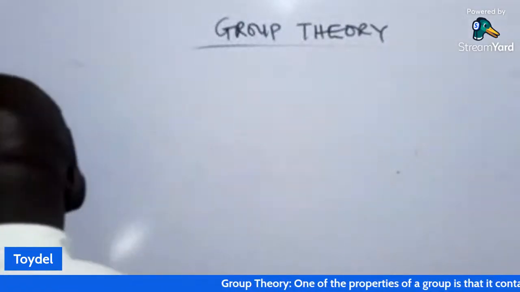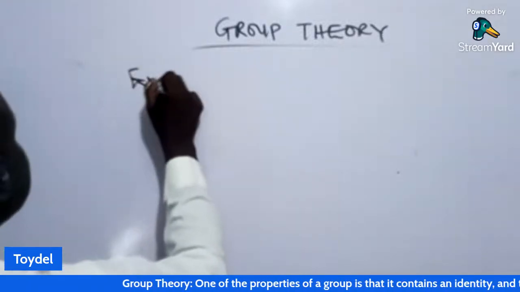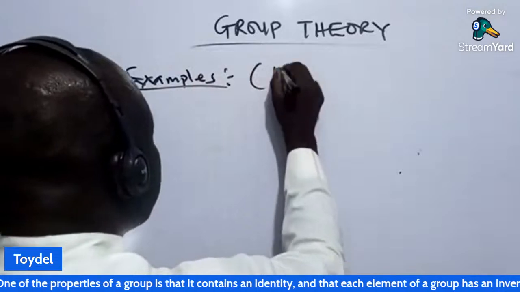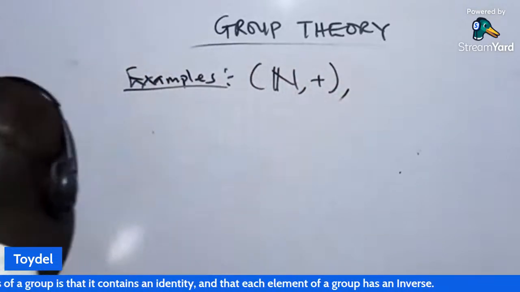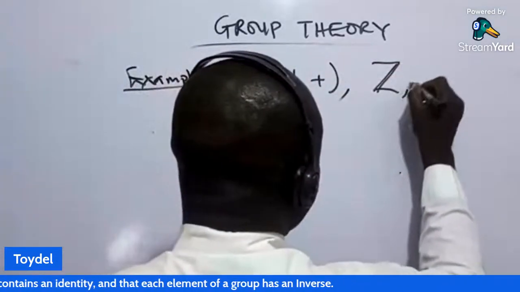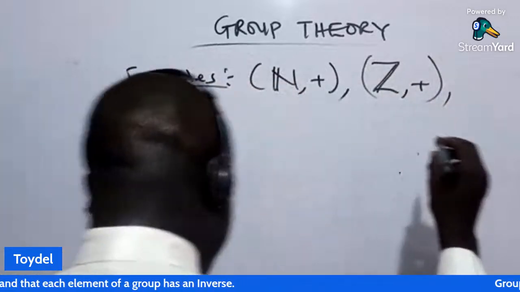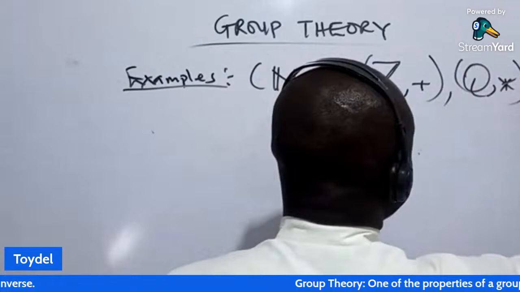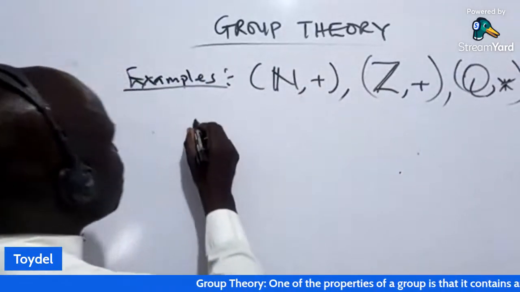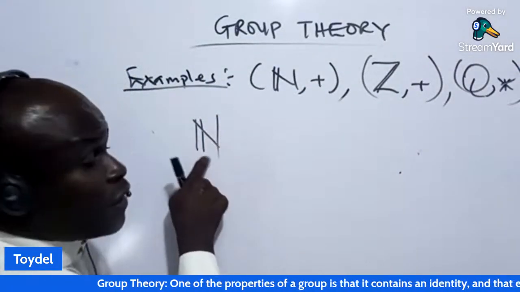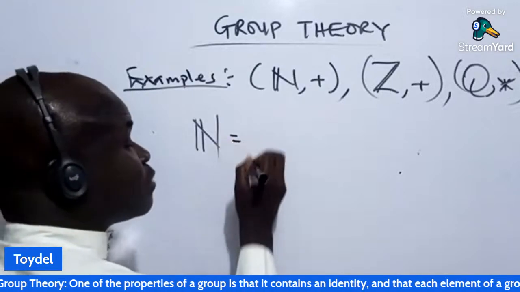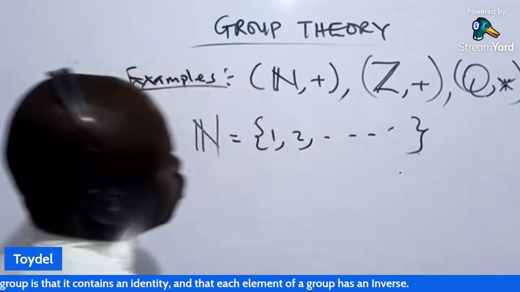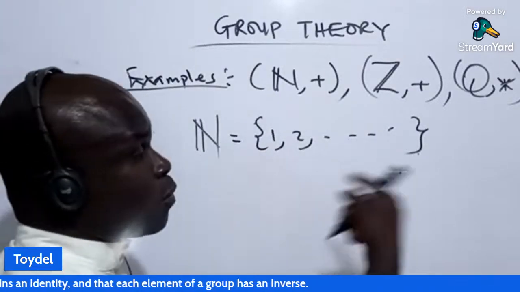Let's take examples of a groupoid. I'm going to explain one or two. Natural numbers under addition is a groupoid. Integers under addition is a groupoid. Rational numbers under multiplication is a groupoid, etc. What am I talking about? The set of natural numbers is well ordered. Well ordered says that we know the starting point, that this is 1, 2, and so on. Natural numbers are the positive whole numbers, counting numbers.